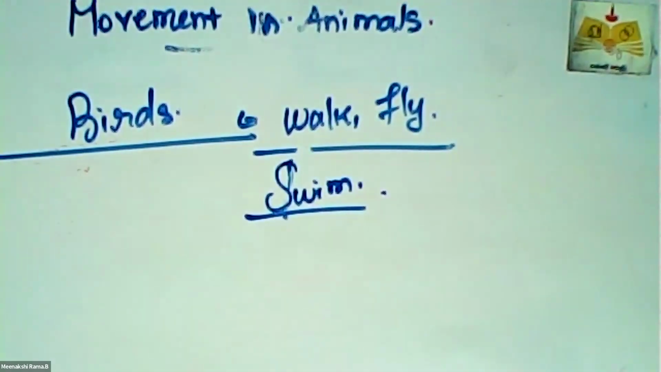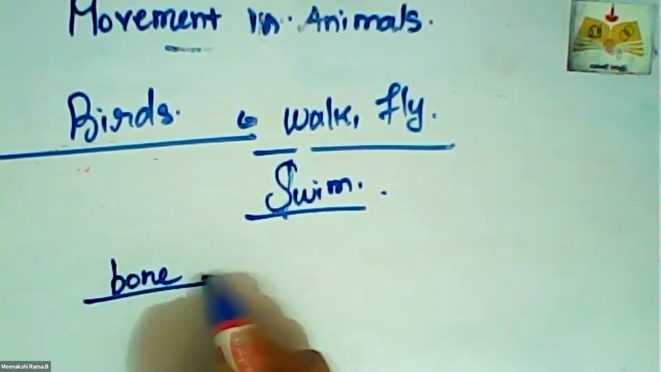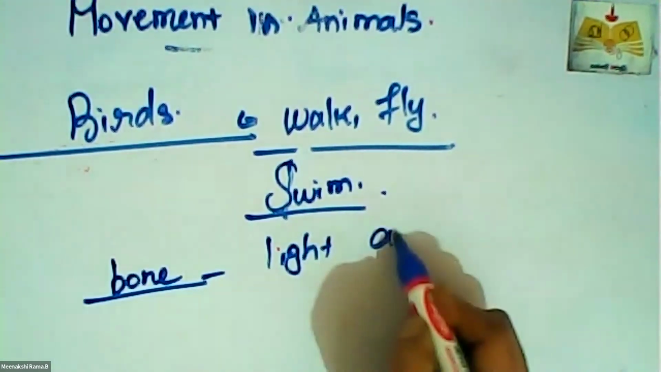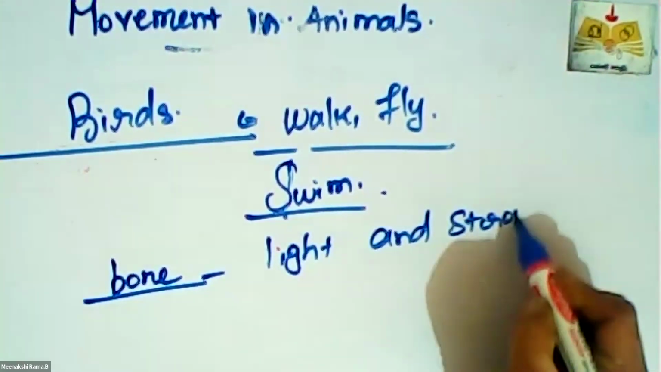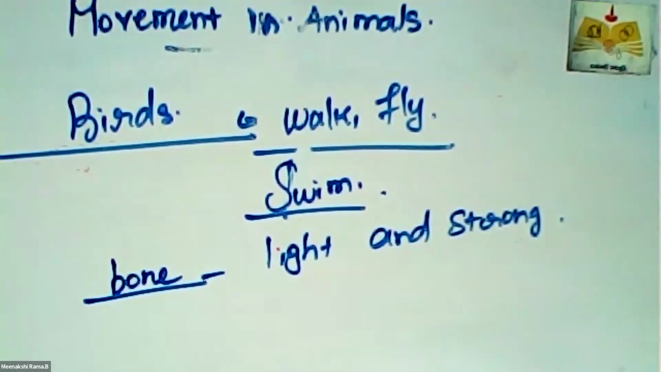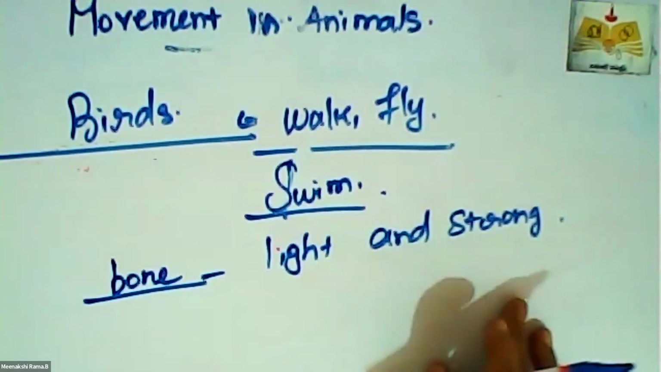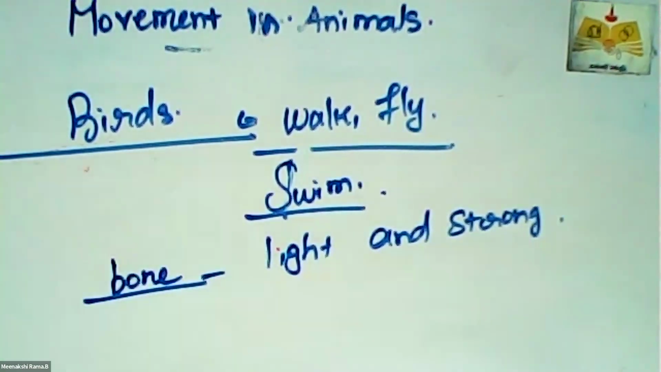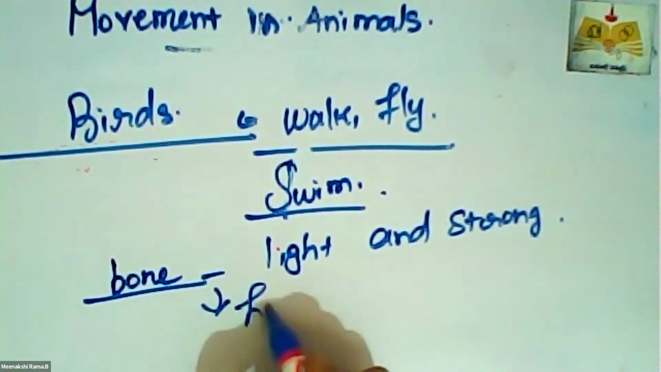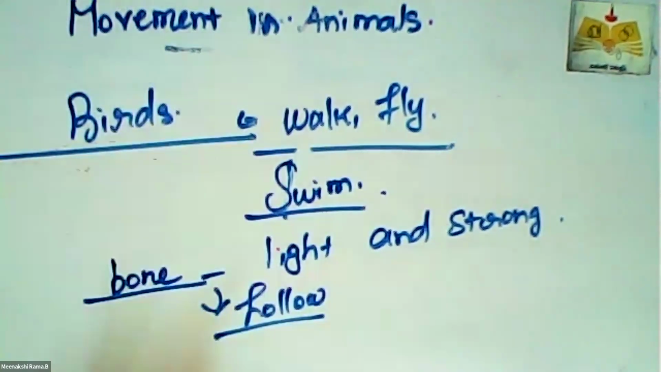Some birds have a streamlined body. Their bones are light and strong. How are the bones made up of light and strong material? Because they are flying, their bones are very light as well as very strong. They are hollow and have air spaces between them. The bone is always hollow. Hollow bones are present in their body.